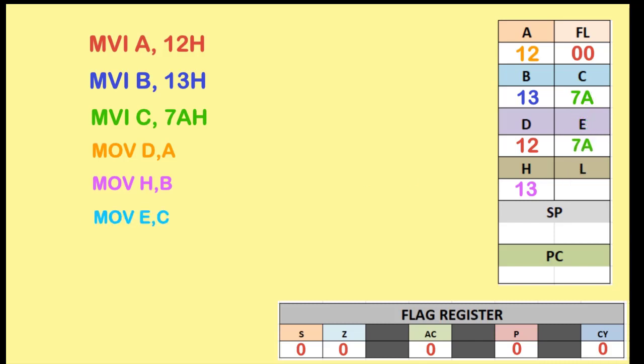One more thing we can see here is that the contents of the flag register are not changing. All the flags, sign, zero and the rest, remain 0000, because in any data transfer operation the flags do not change. So the carry flag, parity and all the flags remain as they are.